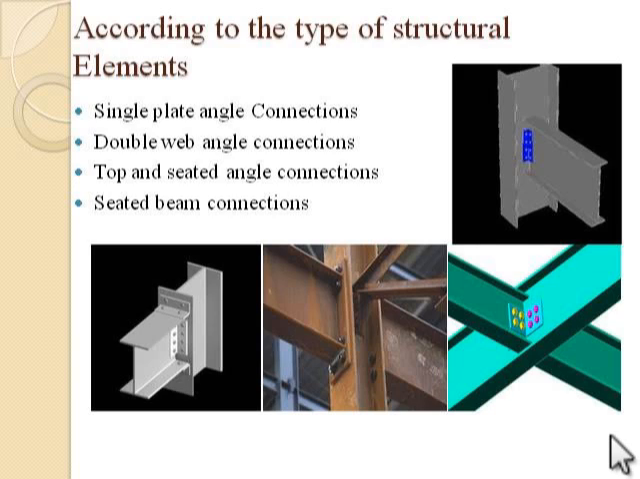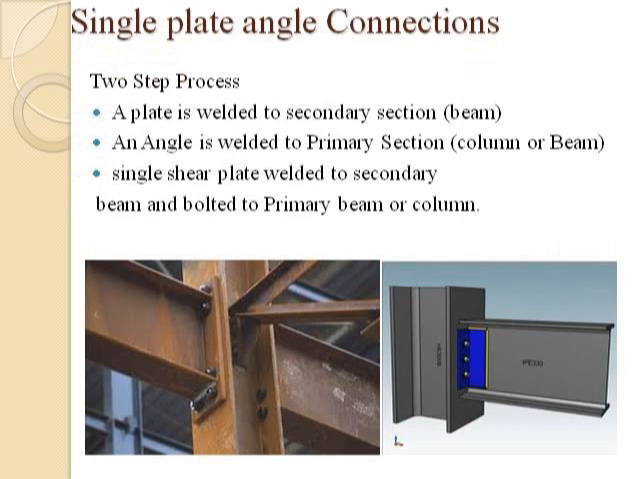Then next we have connections according to the type of structural element. In this we have single plate connections, double web angle connections, single plate angle connections, top and seat angle connections, and seated beam connections. So one by one we will see all these. First one is the single plate connection. In this we'll use a single plate to connect two different structural members. This process is very simple, and it is carried out in two steps.